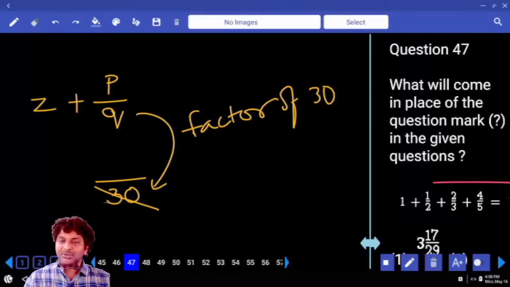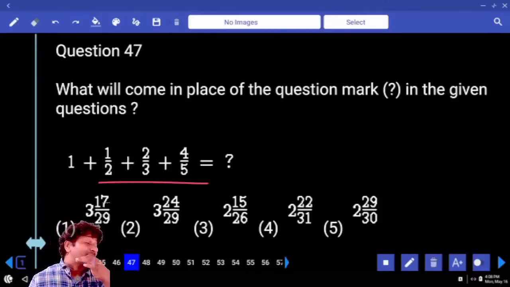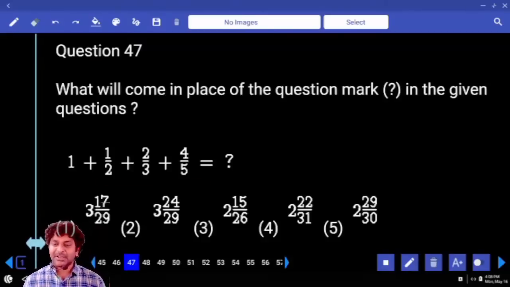So your denominator in answer must be 30 or a factor of 30. Can it be first option, second, third, fourth, fifth, final? Done. Over.